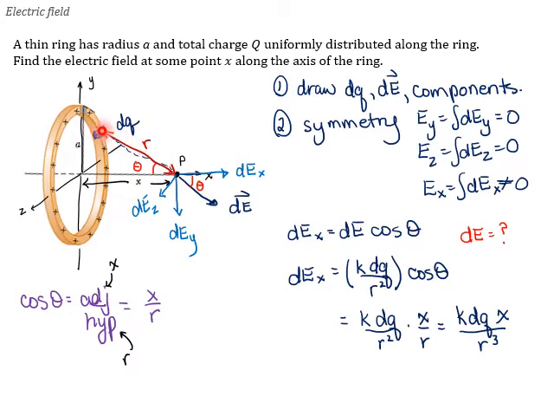Well, r goes from dq to our point P, so r is connected to a point on the ring. The distance from the ring to the center of the ring, that's just the radius of the ring. That's that radius a that was given. So if we look at this triangle, r is the hypotenuse, x is one leg, and a is the other leg. So r is the hypotenuse of a right-angled triangle, so r squared is equal to a squared plus x squared. Let's get that written down.